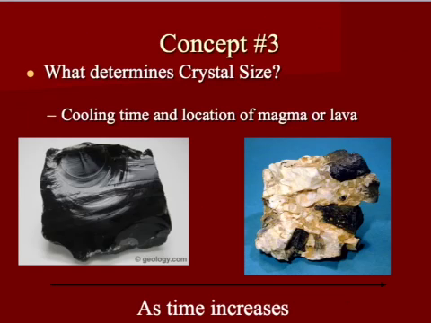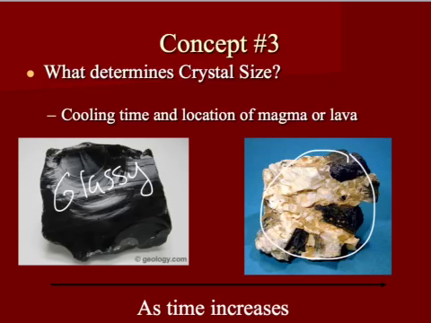So crystal size, like I said before, the cooling time is really what determines the size of the crystal. If it cools fast, it could be glassy like this one, or it could be fine. And over here we have pegmatite. Pegmatite's going to have larger crystals, which you can see right here, these black crystals. I got some white crystals, because it's had a longer time to cool, because it's inside the crust.